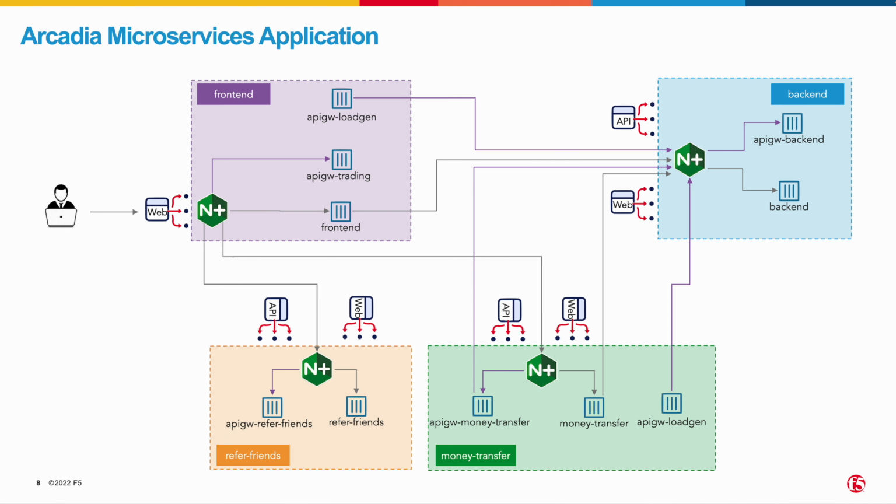This is the detailed construct of the Arcadia application. The Arcadia modern app consists of multiple containers and an Nginx API gateway. The user interacts with the front-end as well as the trading API gateway. The front-end integrates with the respective microservices via an API call and back-end web services call. Those respective microservices, such as refer friends, money transfer, and back-end, are distributed across different locations on OpenShift clusters.